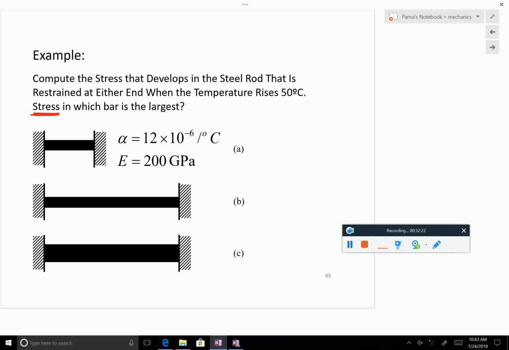And this is what I want to show you. Now, first of all, let's make one thing clear. If I didn't have the other wall here, if these bars were free to deform, there would be no stress. They would just deform, because nothing would prevent them from deforming.